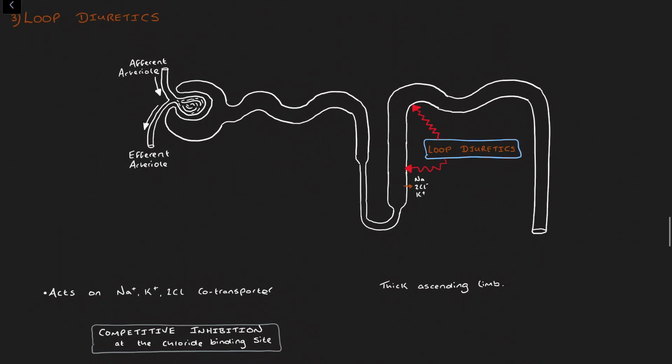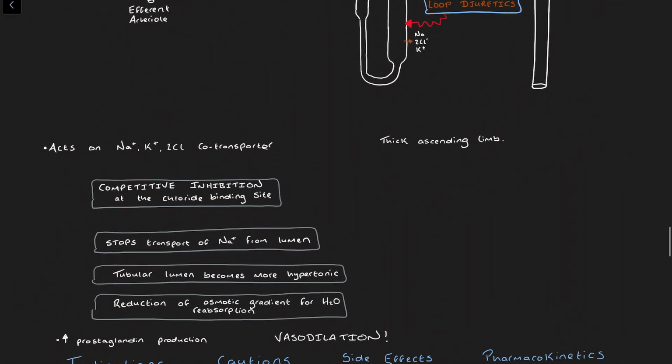Now we'll talk about loop diuretics. Examples include furosemide and bumetanide. Loop diuretics act on the NKCC2 transporter, which is the sodium, potassium, and 2-chloride cotransporter, situated in the thick ascending limb, to stop their reabsorption.